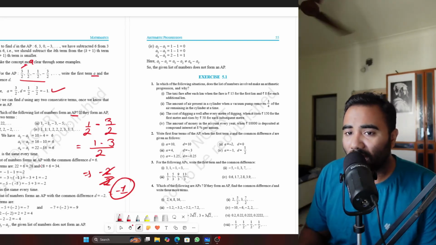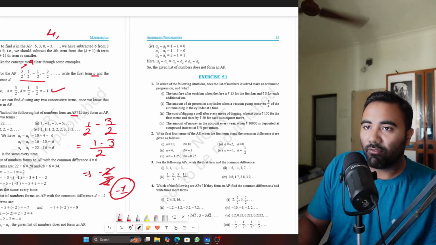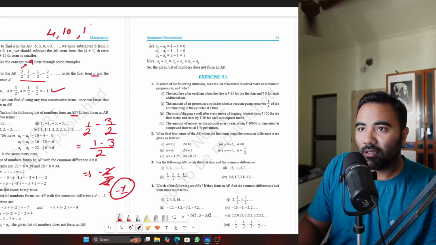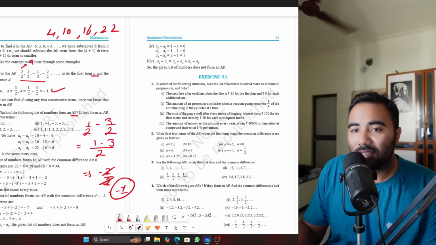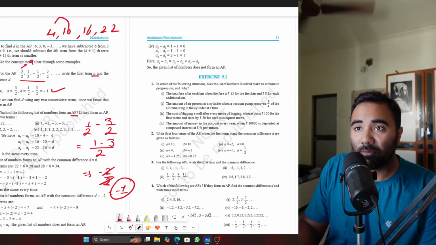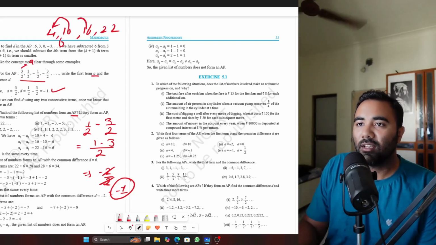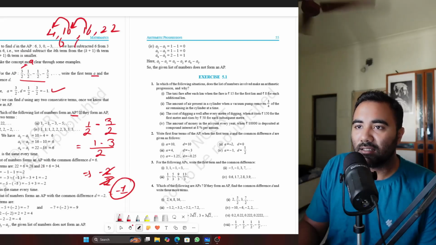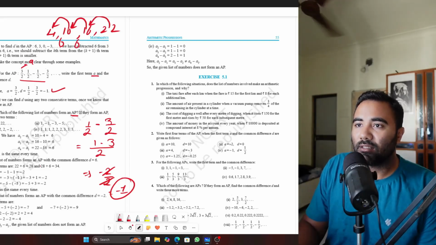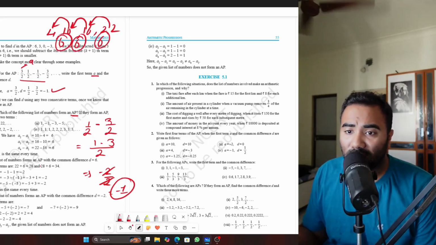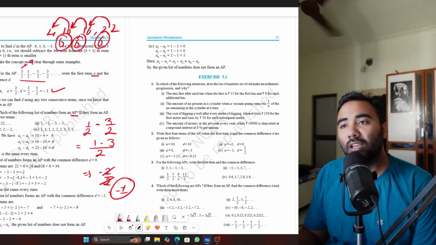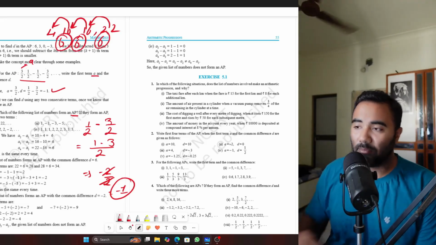Now let's find out if this, 4, 10, 16, 22, is an AP or not. You simply subtract. 10 minus 4 is 6. 16 minus 10 is again 6. 22 minus 16 is again 6. Is the common difference intact? Yes, it is. Hence this is an AP.